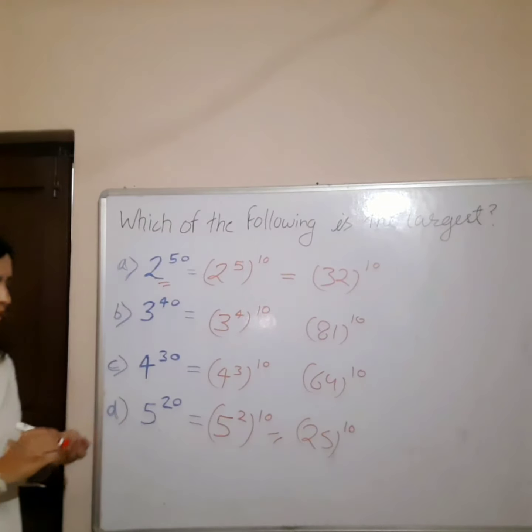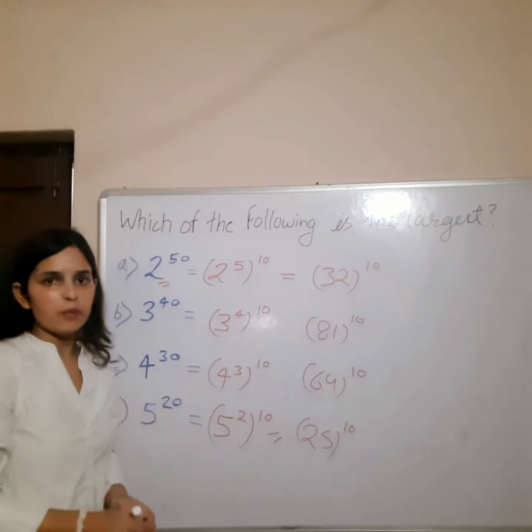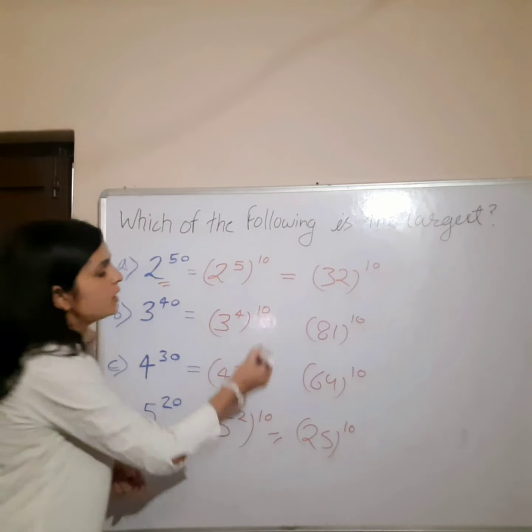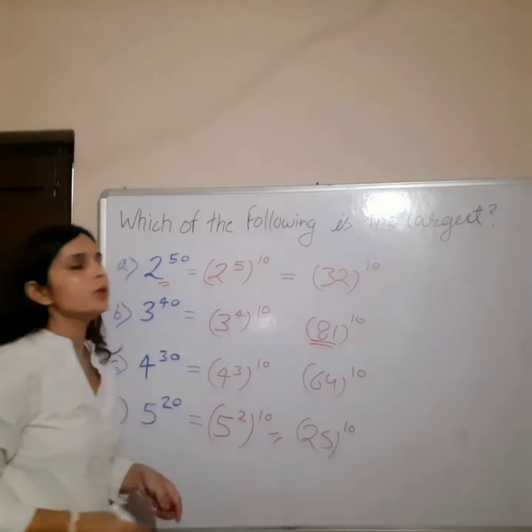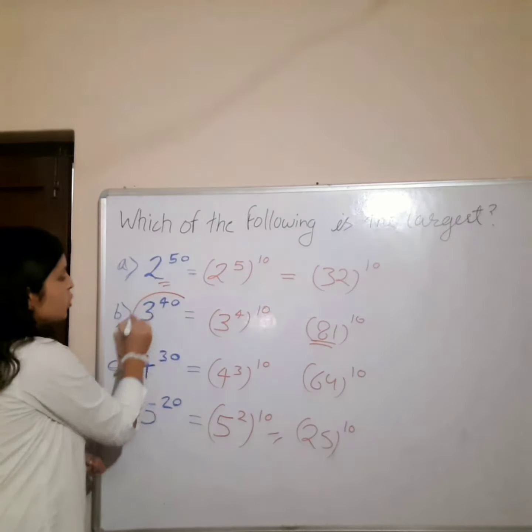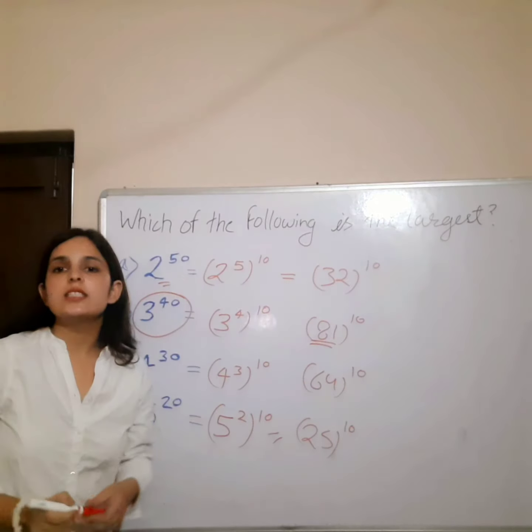Now we can see in these numbers the power is same. So which number would be the greater? We can see that 81, this number would be the greatest. 3 raised to the power 40 is the greatest number here.